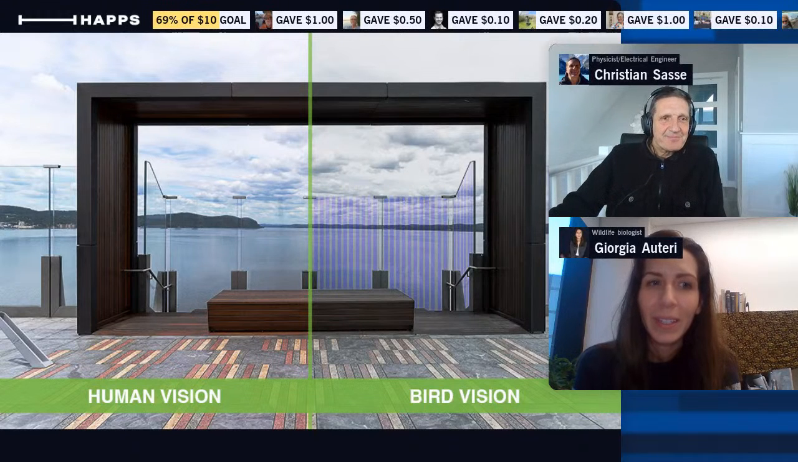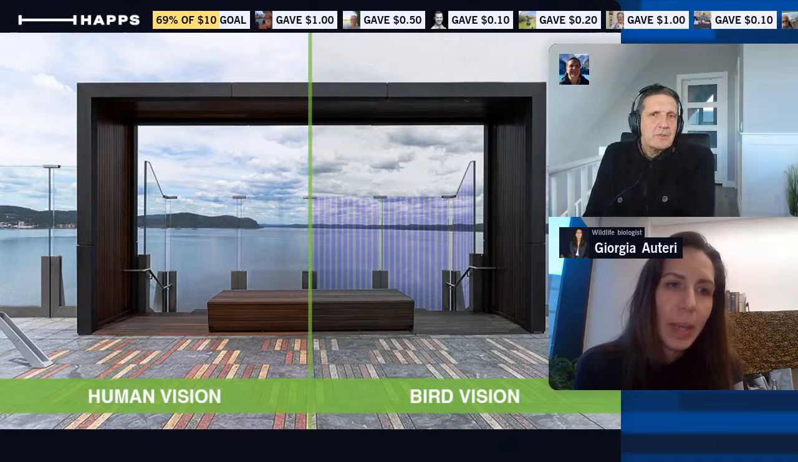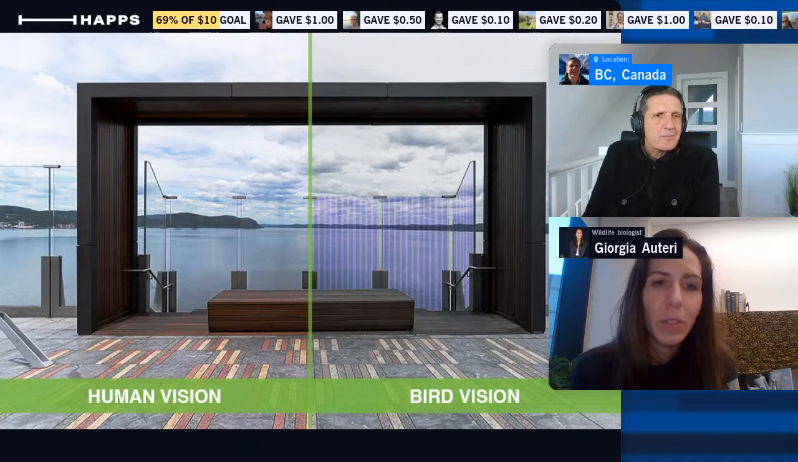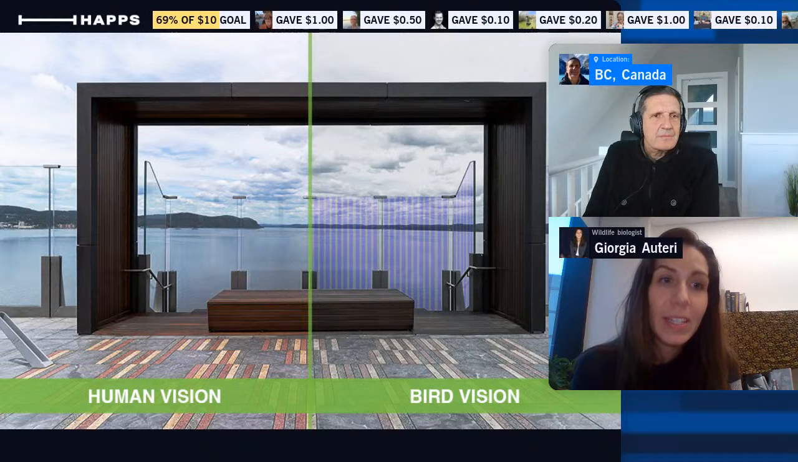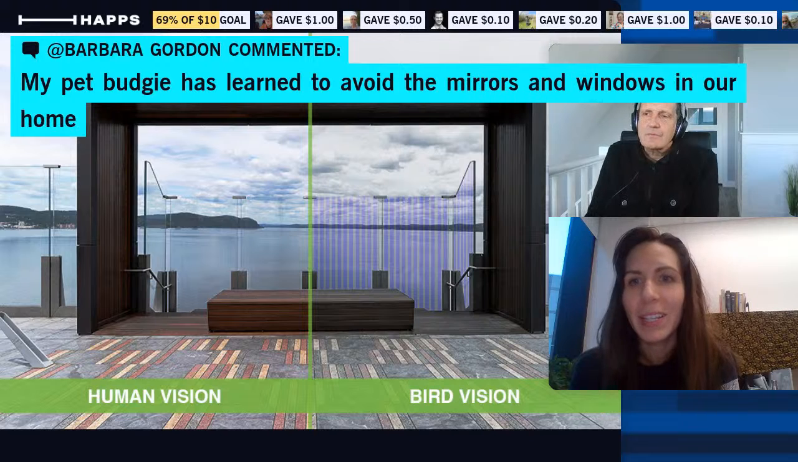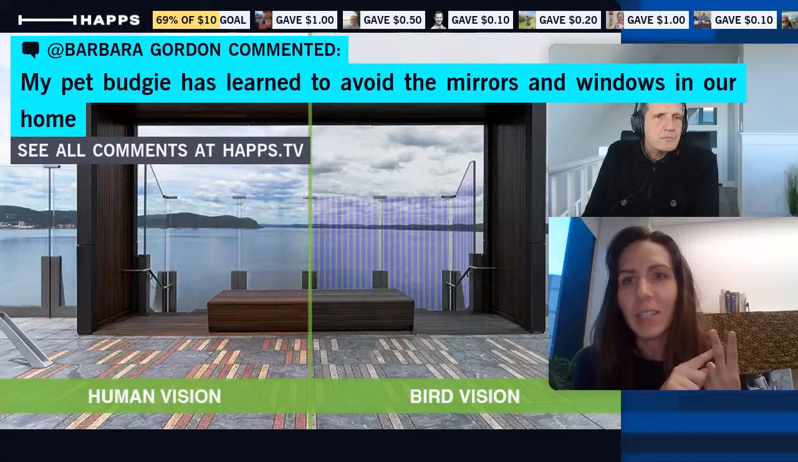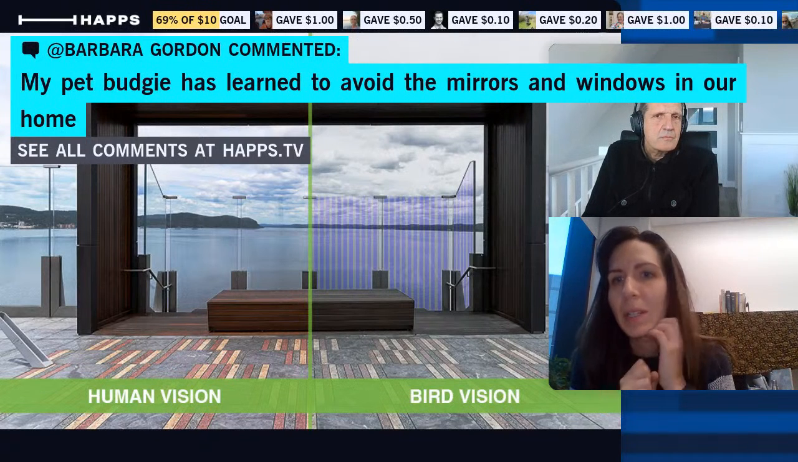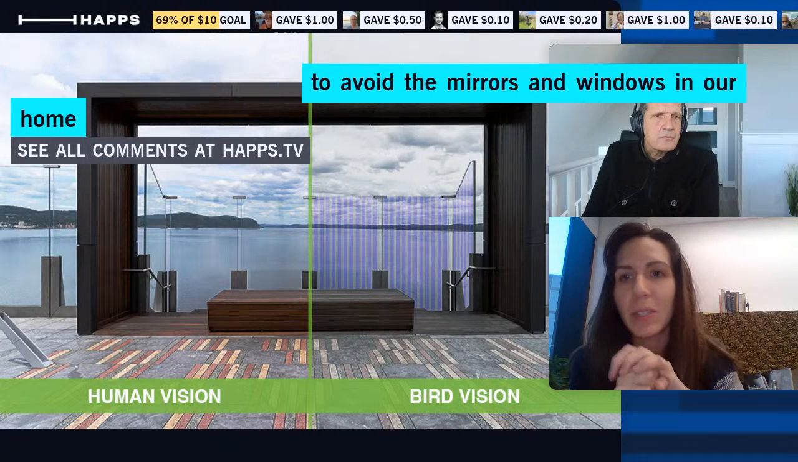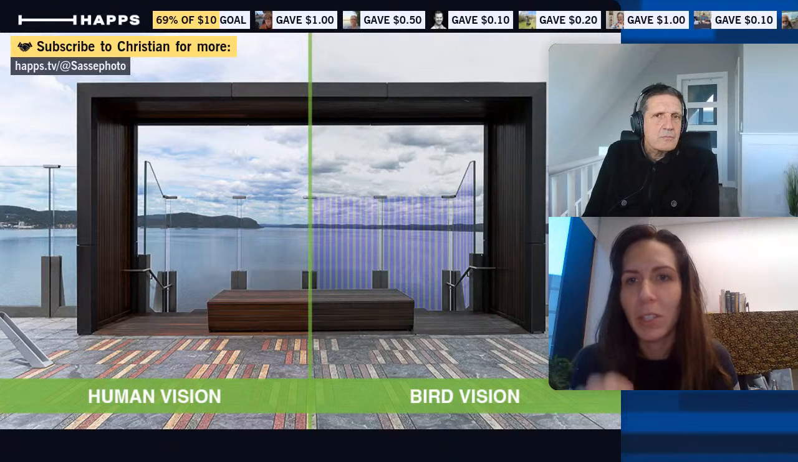Yeah, and we do have Barbara Gordon commenting that her pet budgie has learned to avoid the mirrors and windows in her home. That's a good point, but it's going to be easier for your pet because it's exposed to these windows and mirrors much more often and in a less dangerous scenario. It's harder for it to build up lethal speed and hit the window. It's not dying when it hits the window. It's just kind of boinking around because it's inside, if it does fly into it.